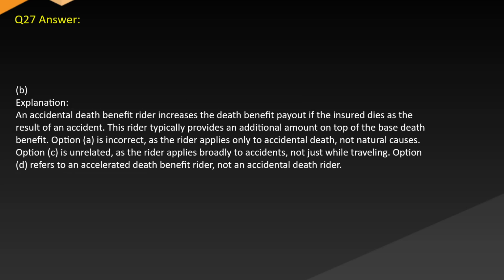Answer B. Explanation. An accidental death benefit rider increases the death benefit payout if the insured dies as the result of an accident. This rider typically provides an additional amount on top of the base death benefit. Option A is incorrect, as the rider applies only to accidental death, not natural causes. Option C is unrelated, as the rider applies broadly to accidents, not just while traveling. Option D refers to an accelerated death benefit rider, not an accidental death rider.